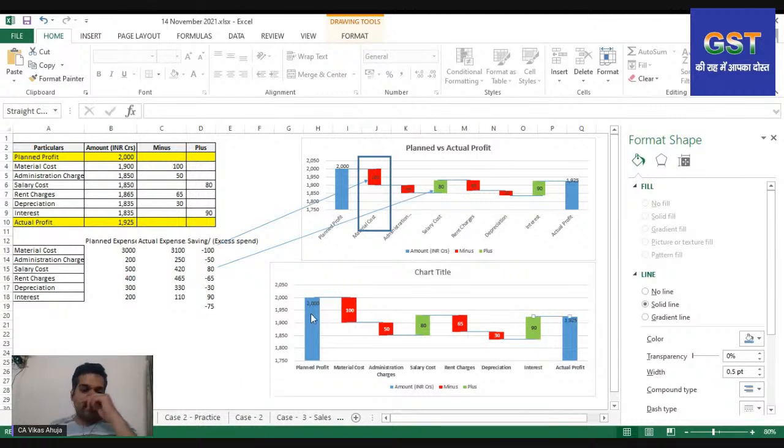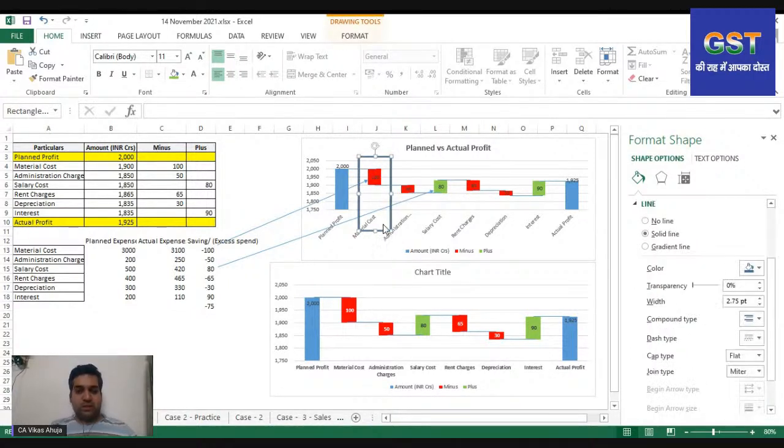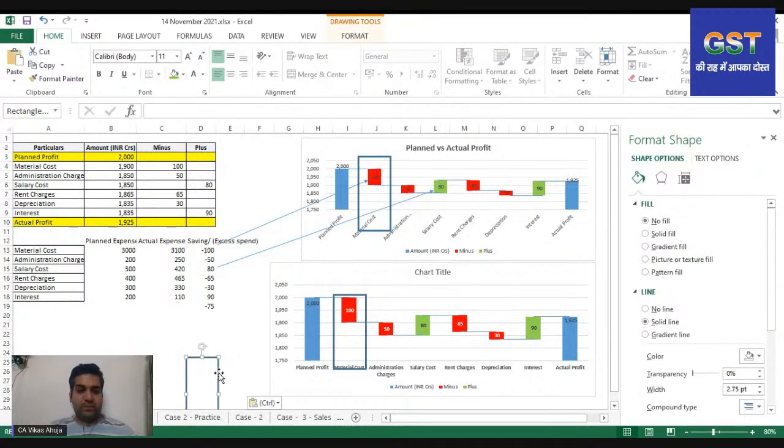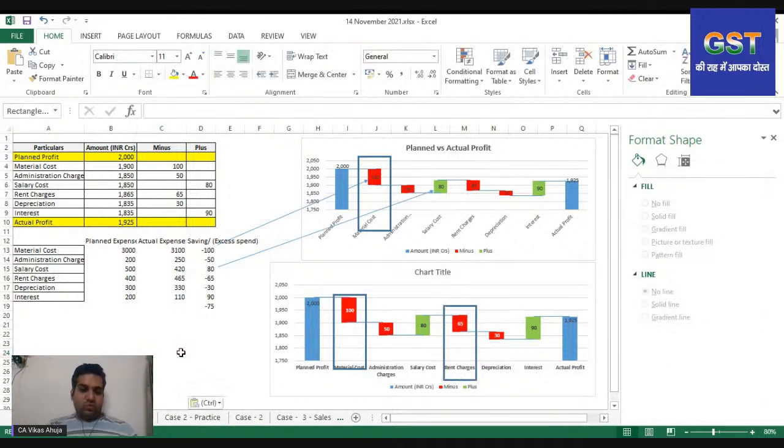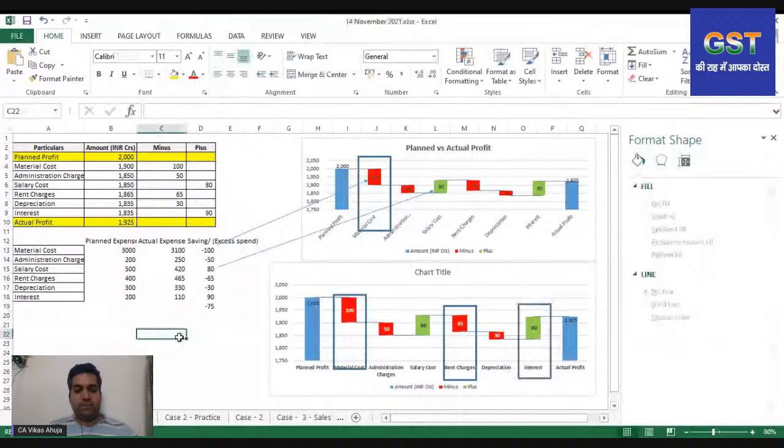So this is kind of a waterfall where it shows what is my original budgeted number, what is my actual number, who are the major contributors in the cost. As we can see, material cost is red, it's hitting me hard. Rent charges is also quite high. So this kind of drives the conversation. And when it comes to my savings, I can say, okay, I saved on the interest part.